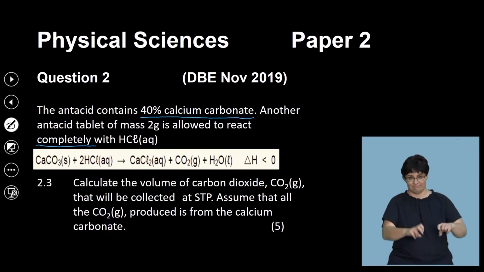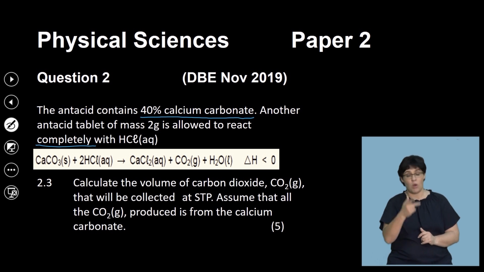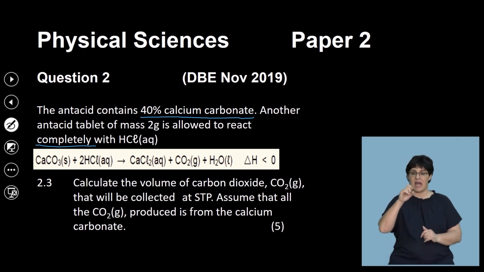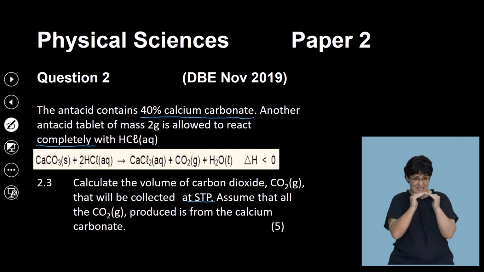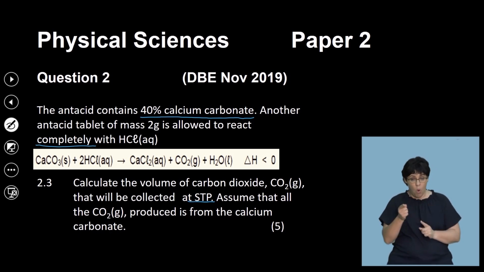Okay, so it says here, calculate the volume of carbon dioxide gas that will be collected at standard temperature and pressure. That's another very important aspect. Assume that all the carbon dioxide produced is from the calcium carbonate.